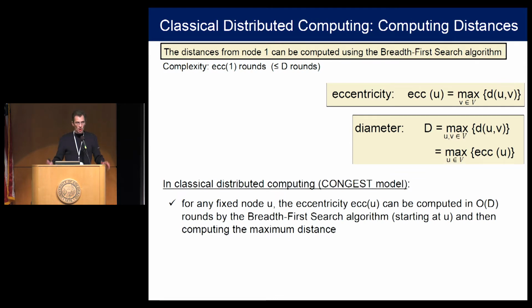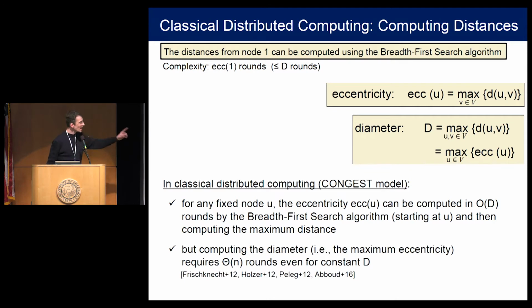Okay, so now this protocol, this very important algorithm, the breadth-first search algorithm, can be used to compute for any fixed node U the eccentricity of U. How to do this? You apply this algorithm, starting with U and not 1, and then all the nodes will know their distance from U, and then you need to compute the maximum distance. So you take the maximum of all these numbers. And you can do it simply by centralizing the information at one node and taking the maximum. So this can be done in O(D) rounds. Okay, so it is easy to compute the eccentricity when the diameter is small.